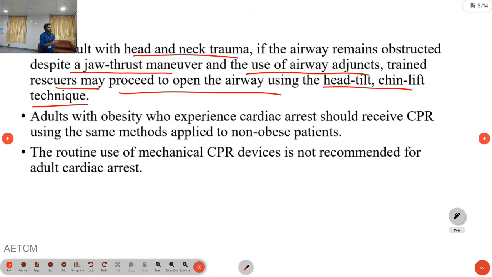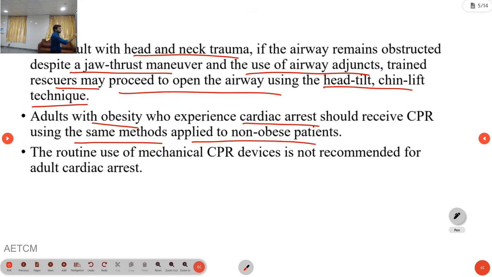But in cases of cardiac arrest, if you have a patient with head and neck trauma and you can't open the airway using the jaw thrust maneuver, it is advisable for the trained person to open the airway using the head tilt, chin lift maneuver, because ultimately opening the airway might save the life of a person. So that is one of the updates. And one more thing is, adults with obesity who experience cardiac arrest should receive CPR using the same methods applied to non-obese patients. That means the method of performing CPR is the same for both obese and non-obese patients.